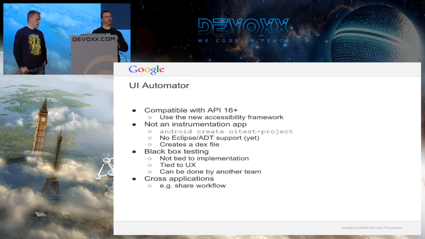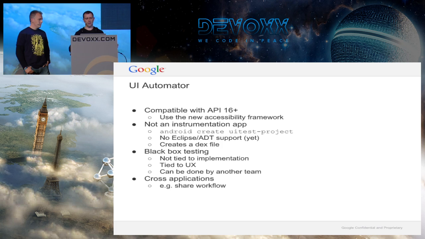It wasn't actually done by our team. It was done by the testing framework team inside Google that works on that. So we do have support to build them using Ant. If you use the command android create uitest-project, you'll be able to create an application, and you'll have an Ant script that will allow you to compile and to generate the jar file that you can then push to your device. We're working on Eclipse support. It's a little bit more complicated because when you start dealing with Eclipse, you have to create a new type of project and new launch configuration, and we're going to work on that.